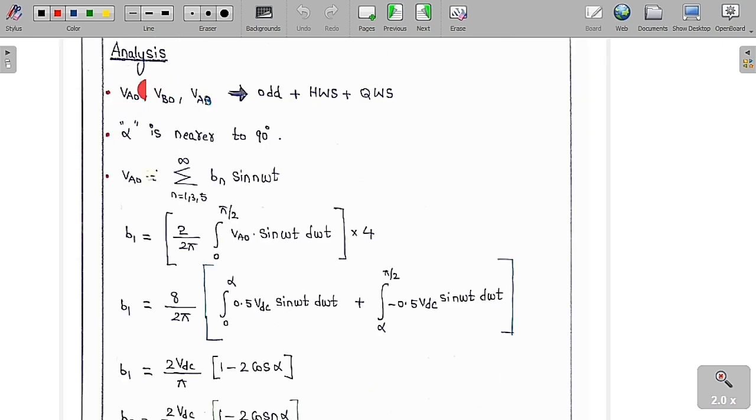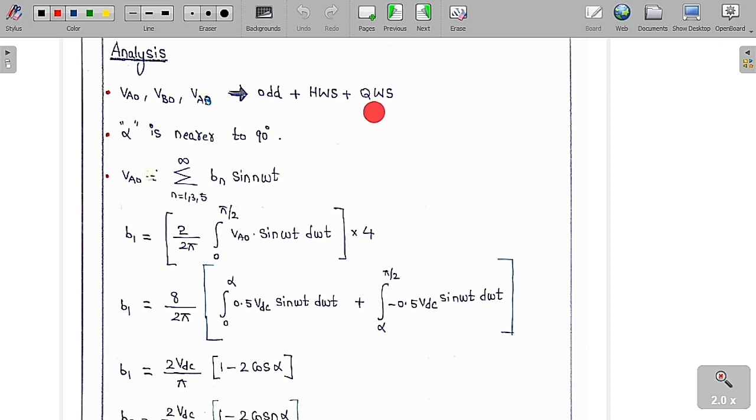Now we are going to analyze this circuit. As I have already told you, VA0, VB0 and VAB, meaning the pole voltages and line voltage, are simply odd waves, meaning they are basically odd functions, and they also satisfy half wave symmetry and quarter wave symmetry.